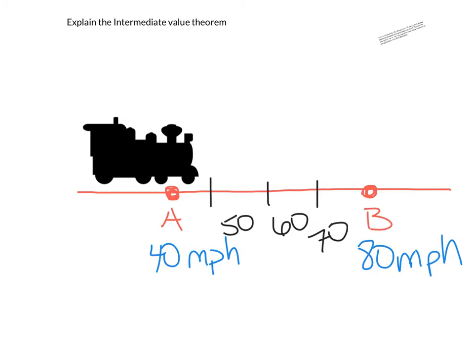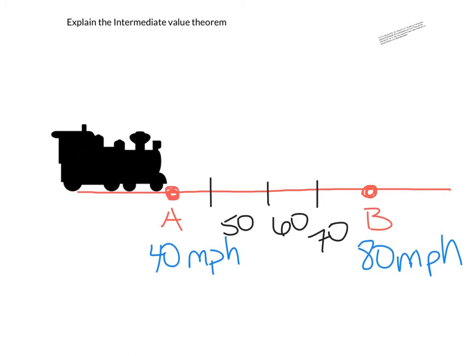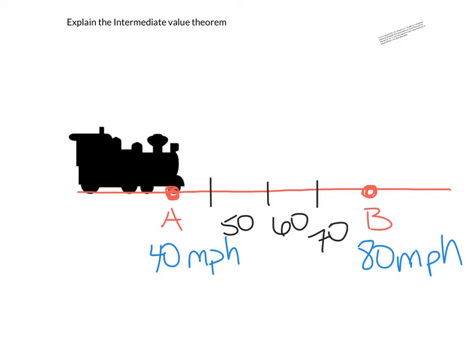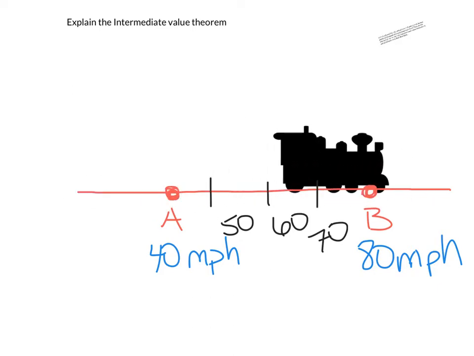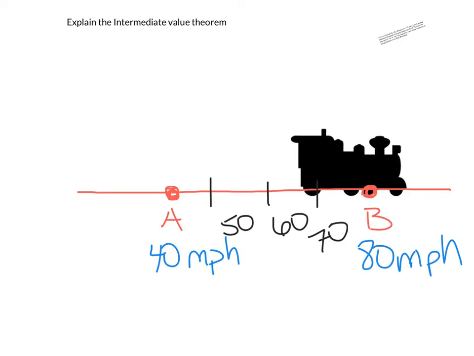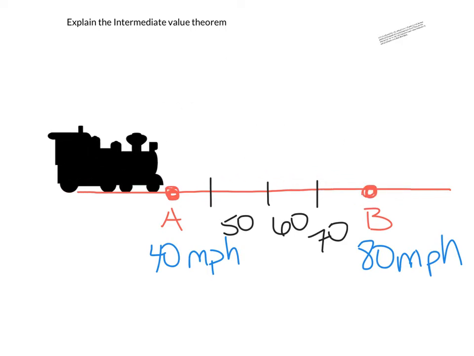So, this theorem is simply stating that in order for this train to move from point A to B, to move from 40 miles per hour to 80 miles per hour, it must hit every single point on the run between A and B. So, that's it. It's that simple.